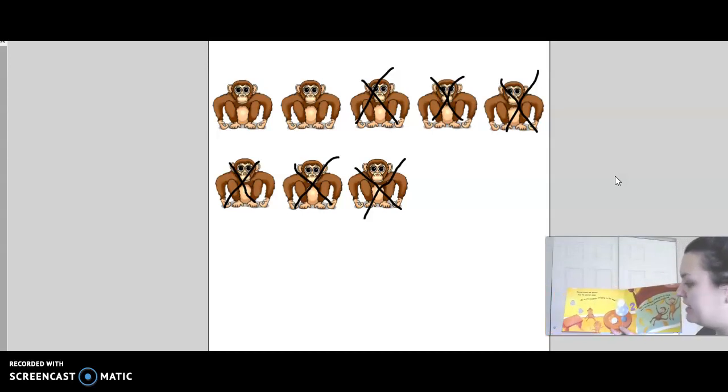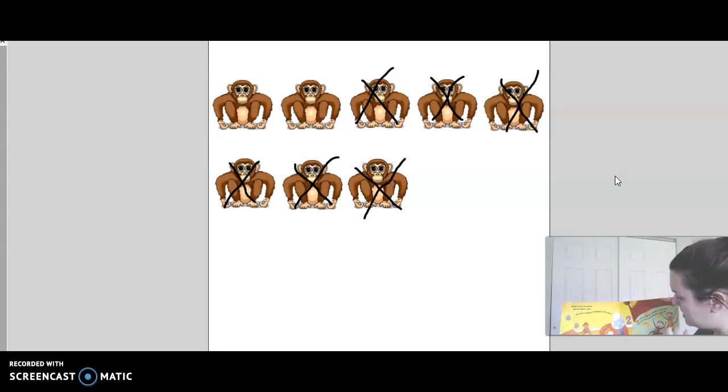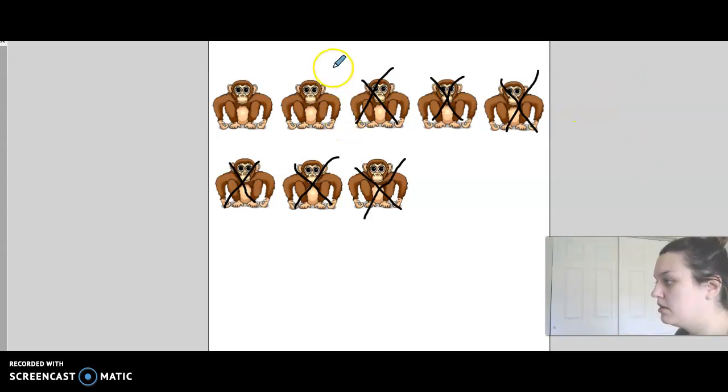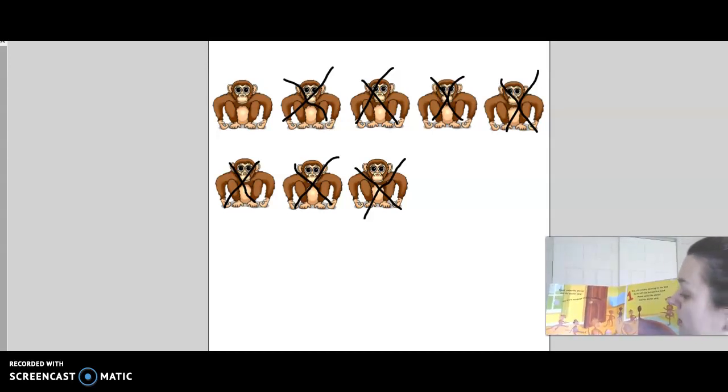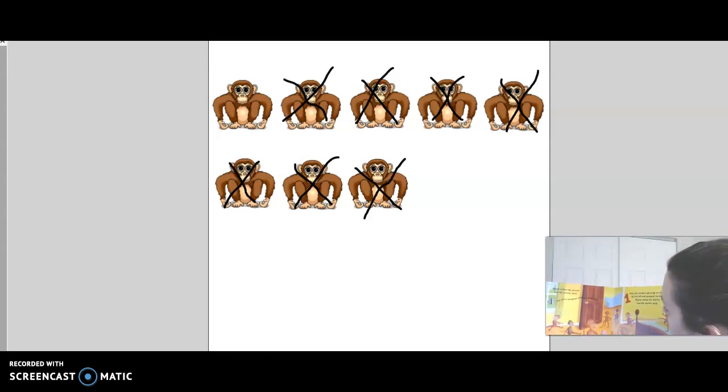Mama called the doctor and the doctor said, "No more monkeys swinging on the bed." 2. I see a 2. 2 silly monkeys sliding on the bed. One fell off and bumped his head. Oh no. So we had 2. We crossed one out. How many is that? Just 1. Mama called the doctor and the doctor said, "No more monkeys sliding on the bed." What number is that? 1.